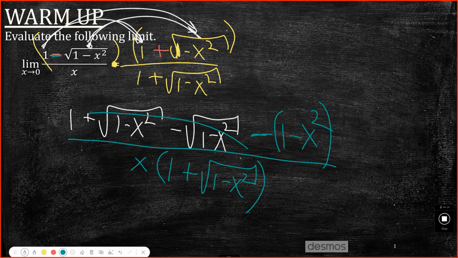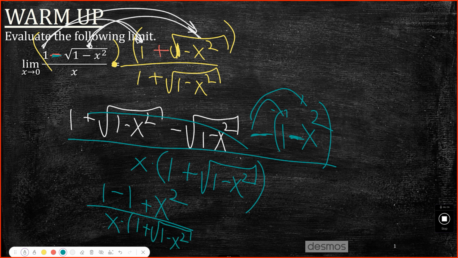So we would get 1 minus, so it's going to keep this 1. You should distribute this minus. See, that's where people mess up. A negative 1. Negative times a negative is a positive x squared. Leave this alone. x times 1 plus the square root of 1 minus x squared.